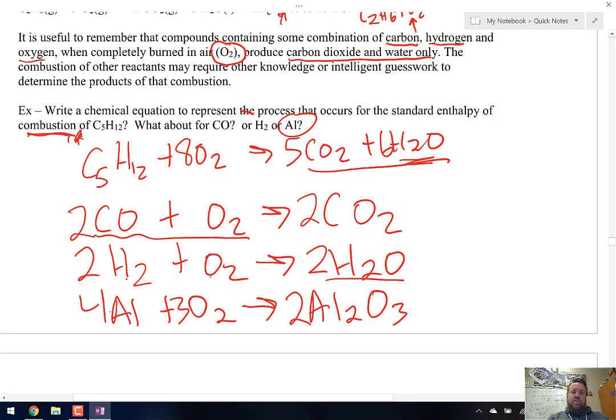So a combustion reaction, depending on what is reacting, sometimes takes some, not necessarily guesswork, but like on this one, you kind of have to think about what it is that it's actually going to produce. And that's it for enthalpies of formation.